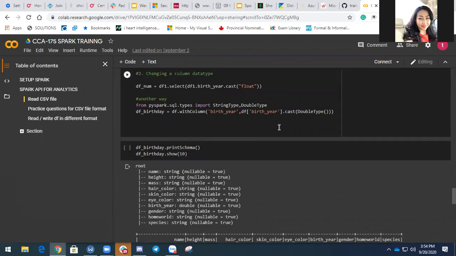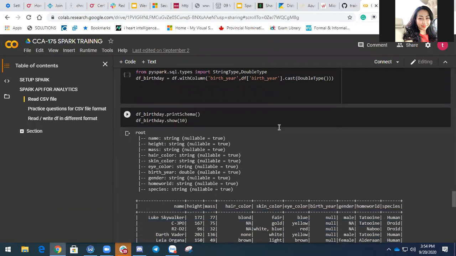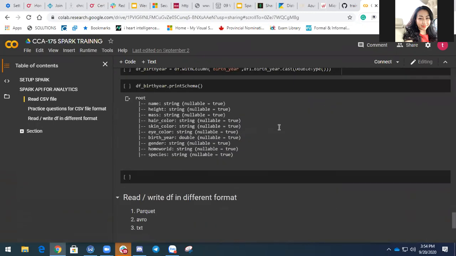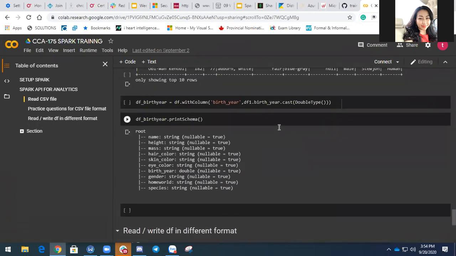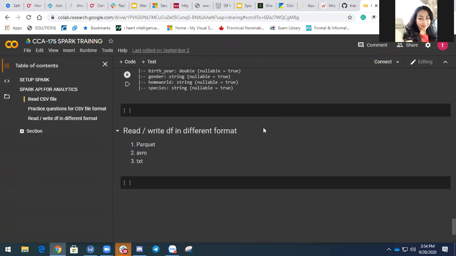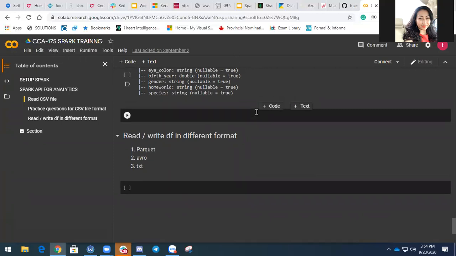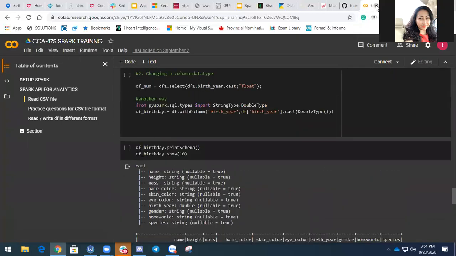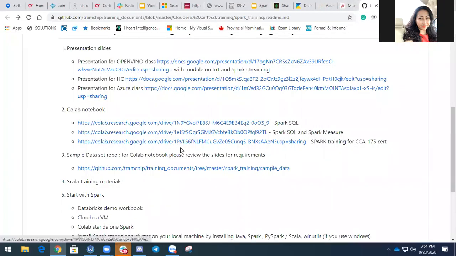You will see that I don't really use SQL syntax here like I do in the other notebook. If you want something deeper in Spark, you can take a look at this. You see the Parquet, raw text, read and write DataFrame in different formats. It's a concentration of this CCA 175 certification. So that is it for the Spark training for this cert.